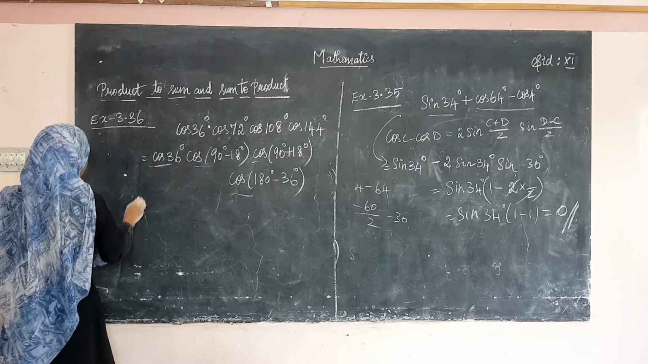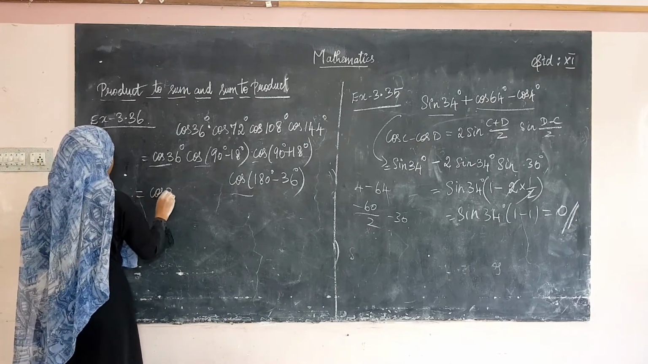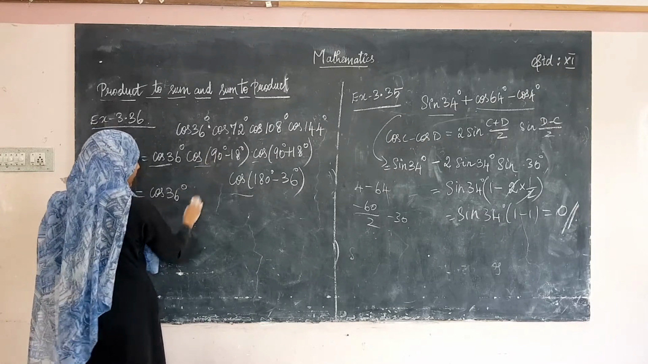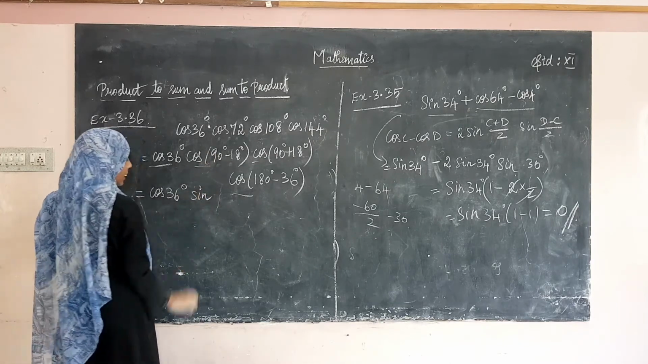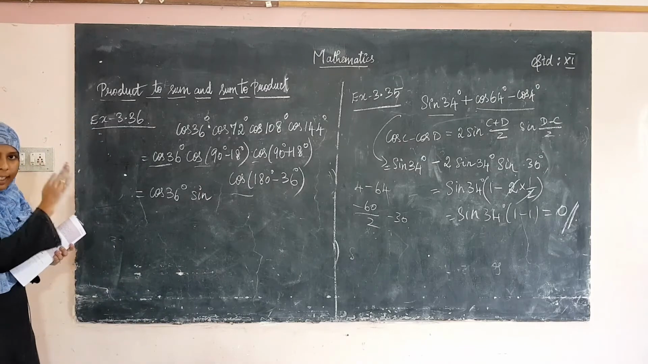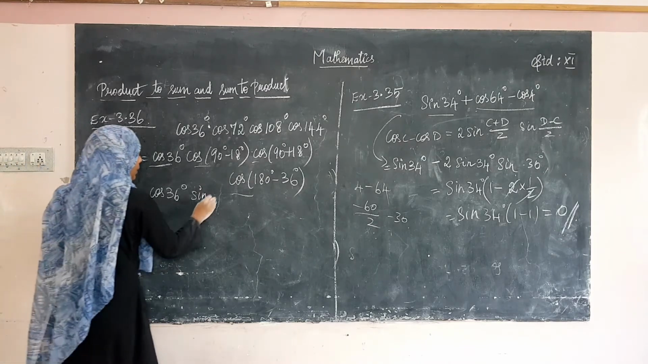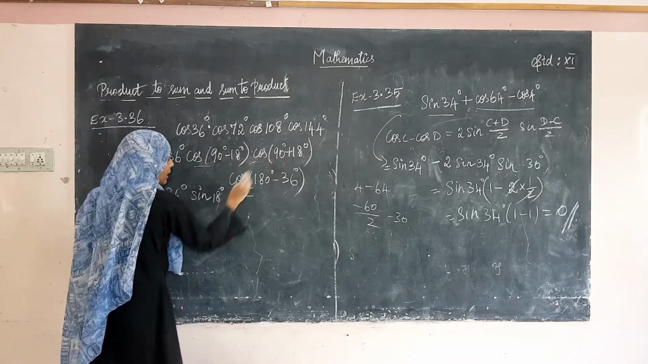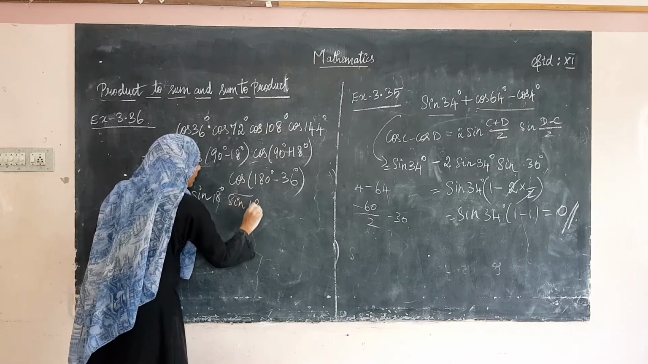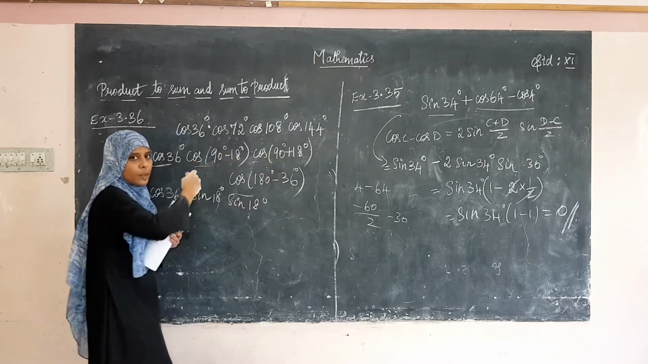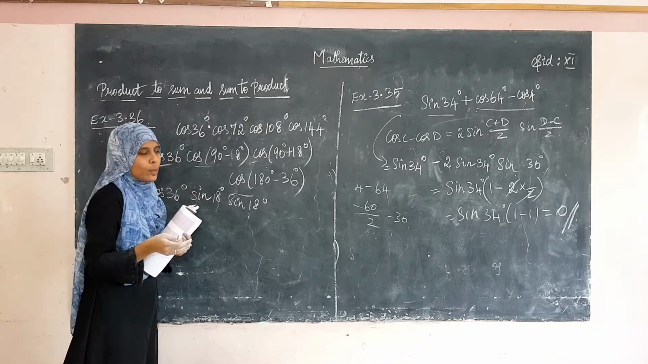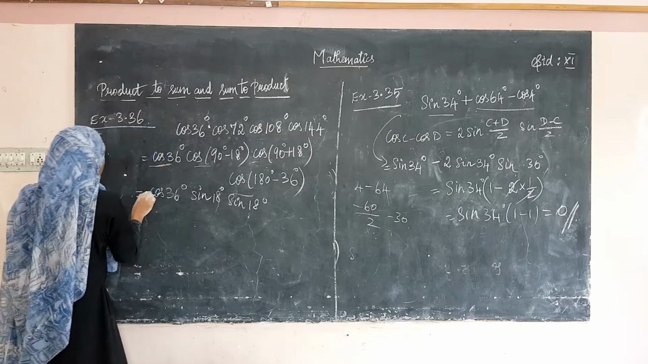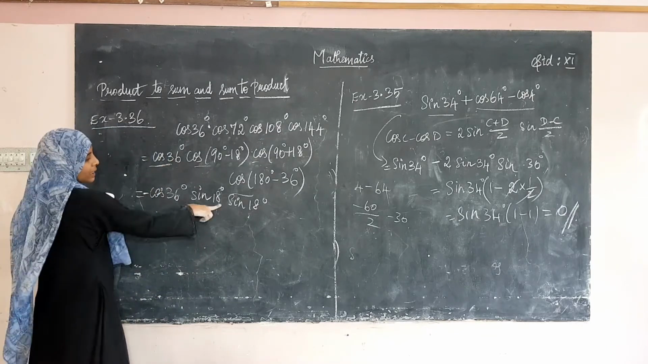So the answer here is cos 36 as it is, and cos (90 degree minus 18). Since it is 90, you have to change this to sin 18 degree. Cos (90 degree minus 18) happens in the first quadrant, everything is positive, so sin 18 degree. Then 90 plus 18 happens in the second quadrant. This is cos, but in the second quadrant only sine and cosecant are positive, so a minus will be there. So minus sin 18 degree.